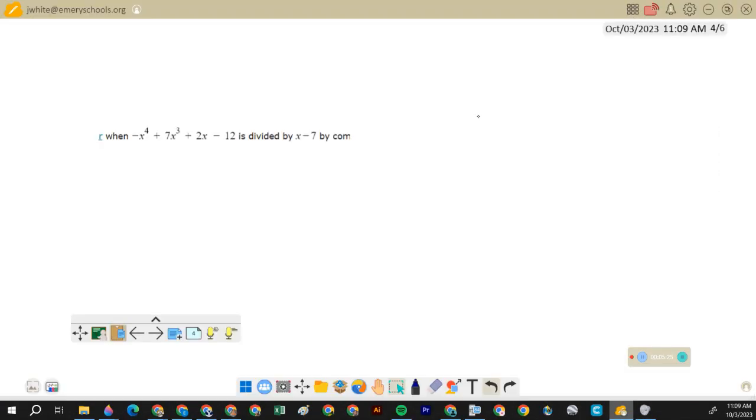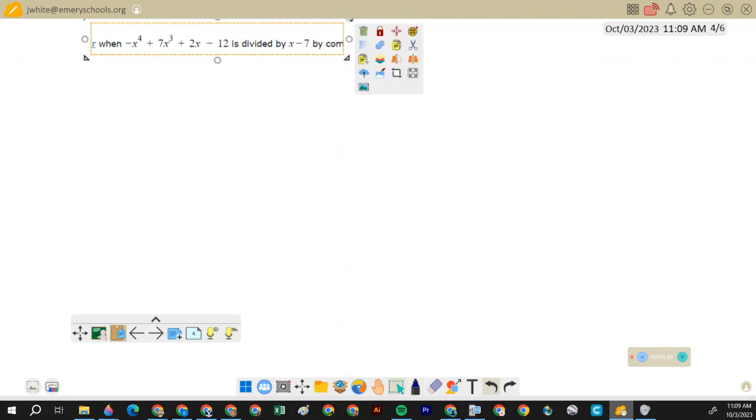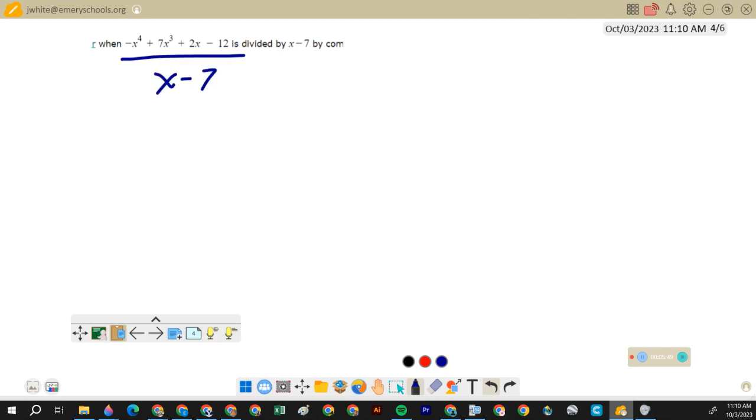Okay. So I want to take negative x to the fourth plus 7x to the third plus 2x minus 12 and divide it by x minus 7. You know how to do that using box division. But whenever you're dividing by a linear term, there is a faster way to do it called synthetic division.